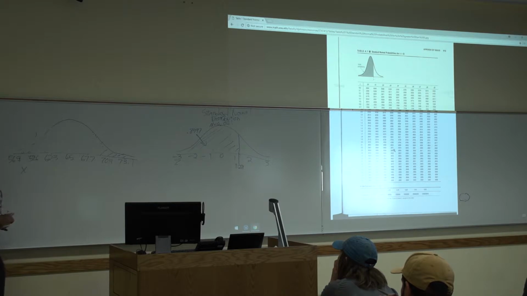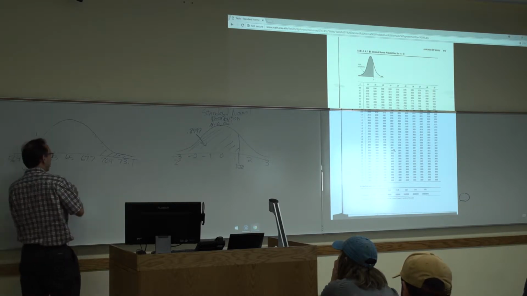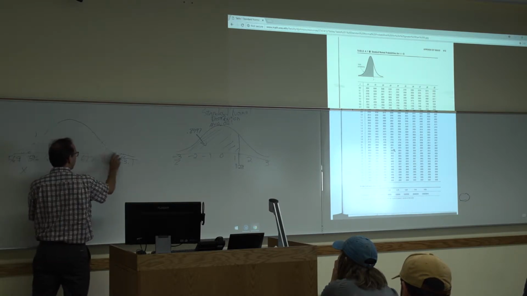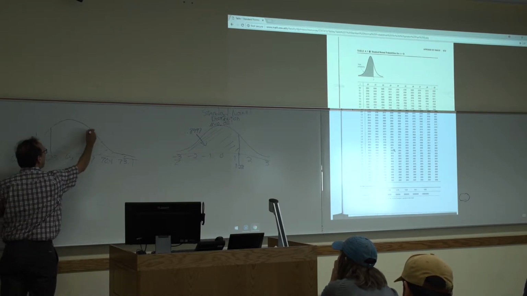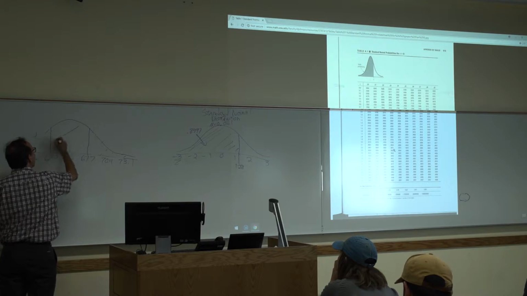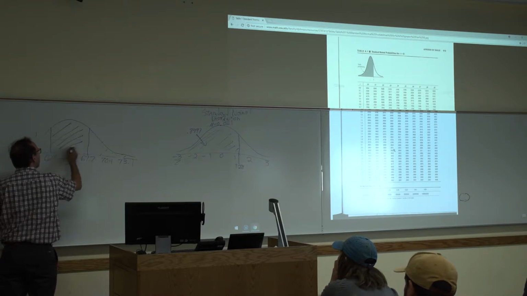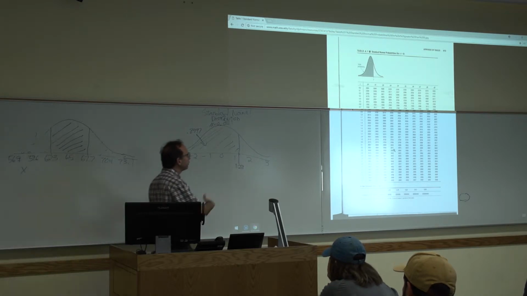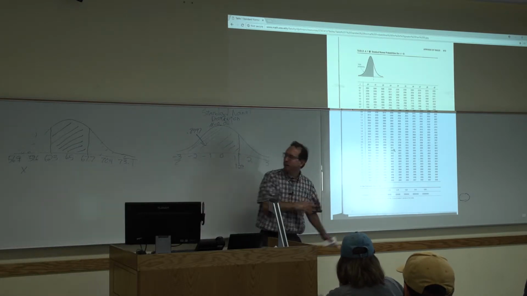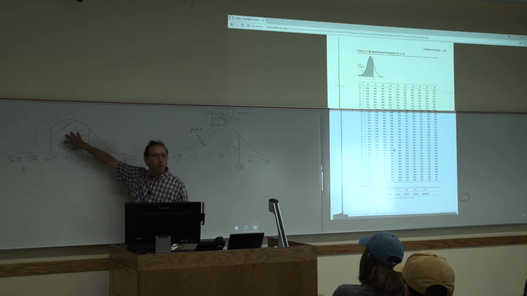And let's just suppose that we don't know those properties that I gave you earlier about normal distributions, and suppose I just want to figure out this area here. Let's see how we can make use of our standard normal table to help us figure out this area.